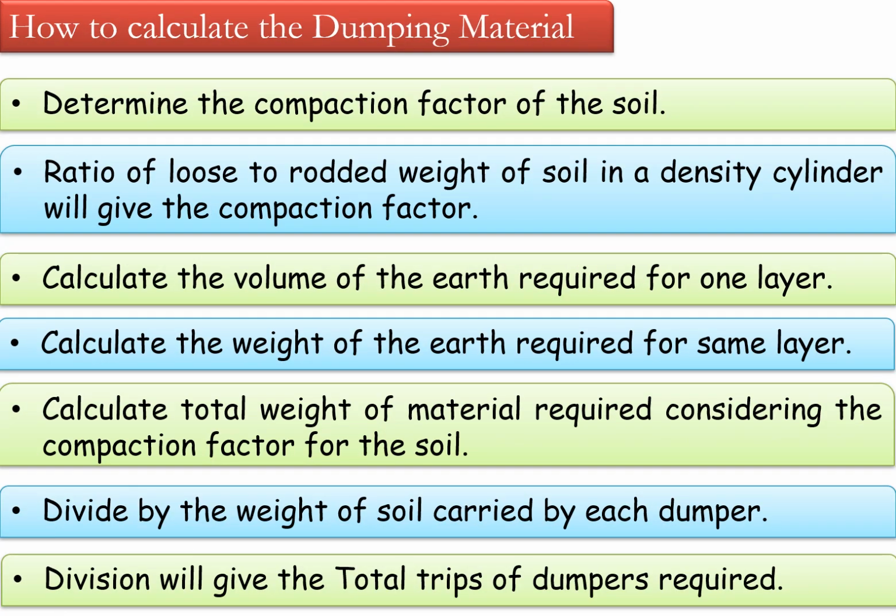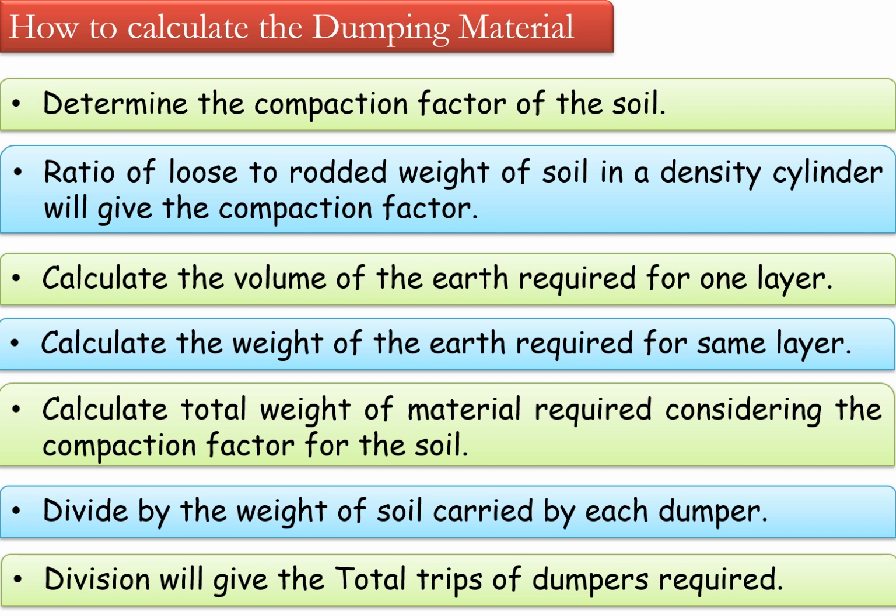How to calculate the dumping materials, how to calculate how much material is required to construct one layer of soil in embankment. In order to do the calculation, we need to know the compaction factor of that particular soil. That means you need to know the ratio of the rodded weight of the soil with respect to the loose weight of the soil using a density cylinder, which will give you the compaction factor.